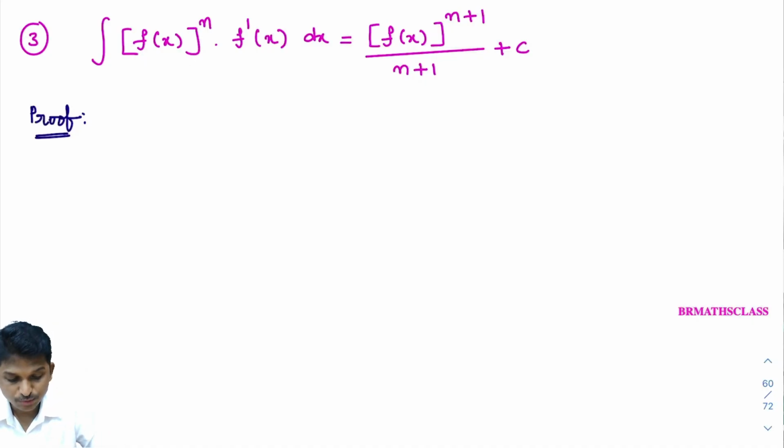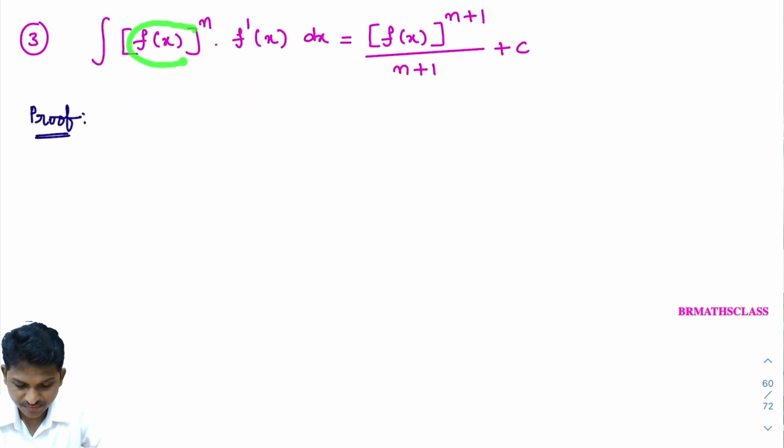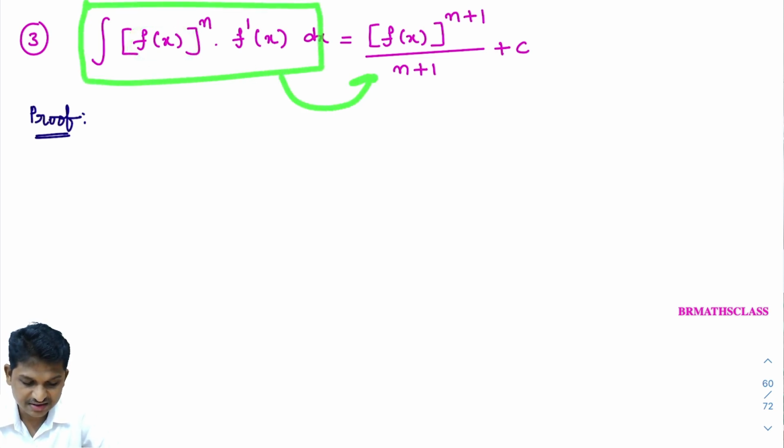Okay, first thing, I am going to derive this result. You see this formula. What is this formula? Integral of f of x whole power n into f dash of x dx. You see here f of x is there and whole power n is there, and besides it into f dash of x dx. When given integral is of this form, then we will write its answer as f of x whole power n plus 1 divided by n plus 1 plus c. First, I'll derive this result, and to derive this result, I'll use substitution method.